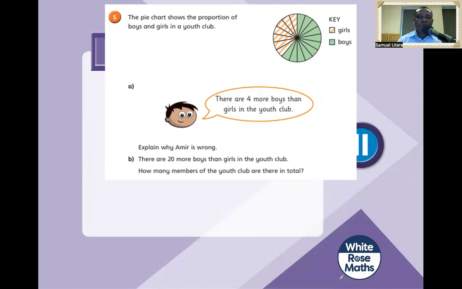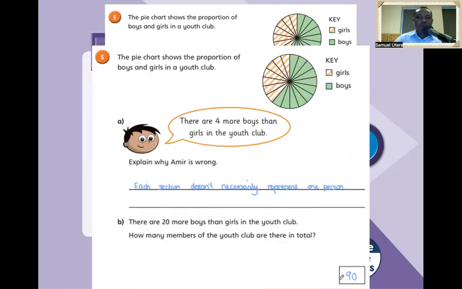Assuming you've paused the video and you've answered question 5, here are the answers. Let's discuss them. So here you were asked, the pie chart shows the proportion of boys and girls in a youth club. Then Amir says there are 4 more boys than girls in the youth club. So explain why Amir is wrong.